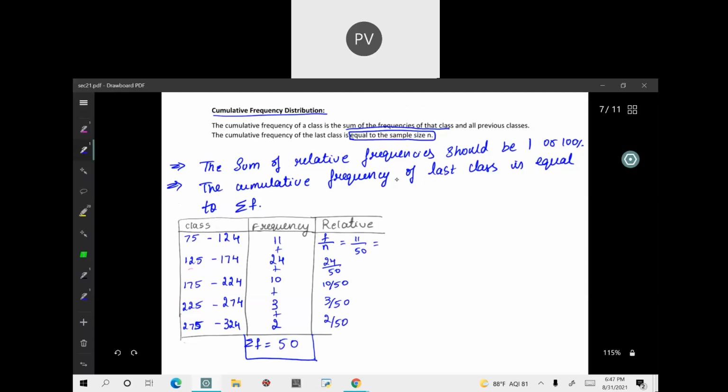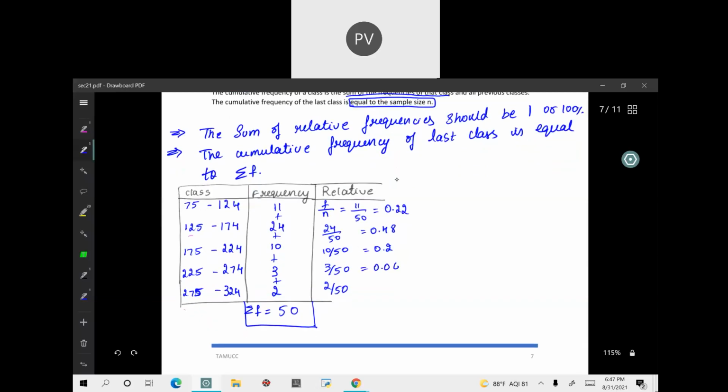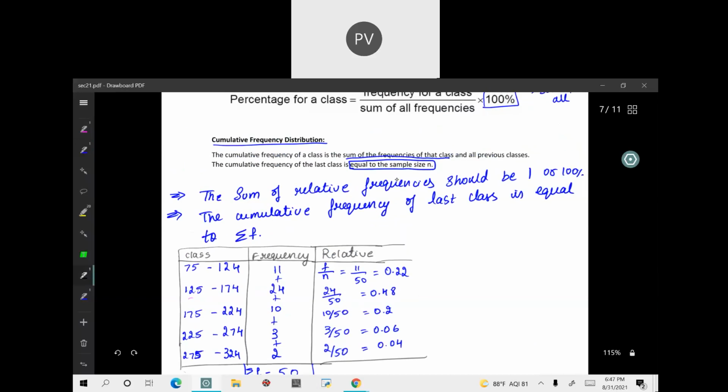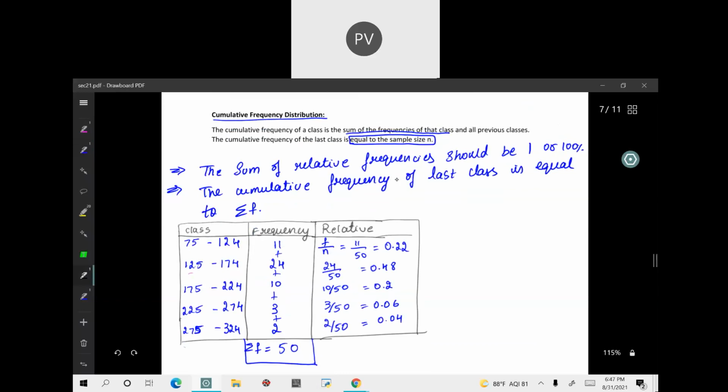So your answers must be 0.22, 0.48, 0.2, 0.06. You can use a calculator and calculate the value for this. So this will be your relative frequency in decimals. What if I want to express the same thing in a percentage? So let this be a relative percentage. So this is going to be 0.22 into 100. Okay, you just have to multiply that with 100. That will be 22, and this is going to be 48. This is going to be 20. This is 6%, and this is 4%.